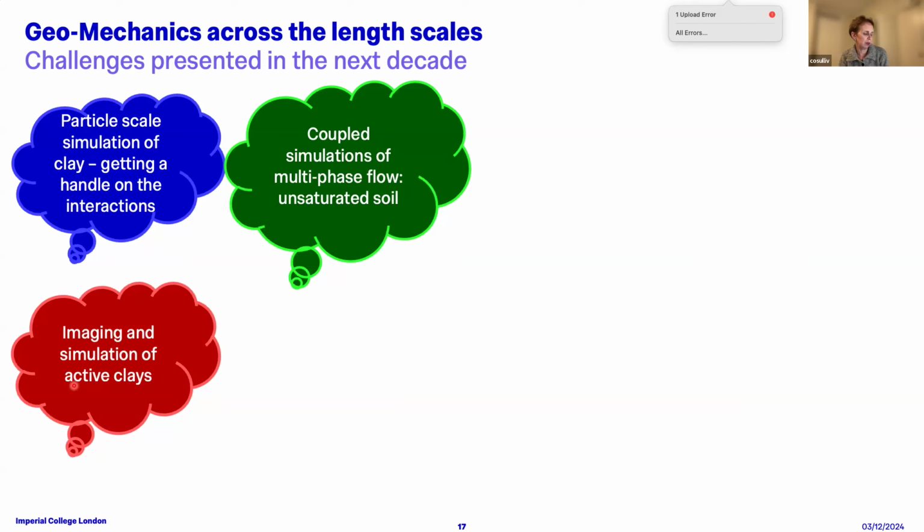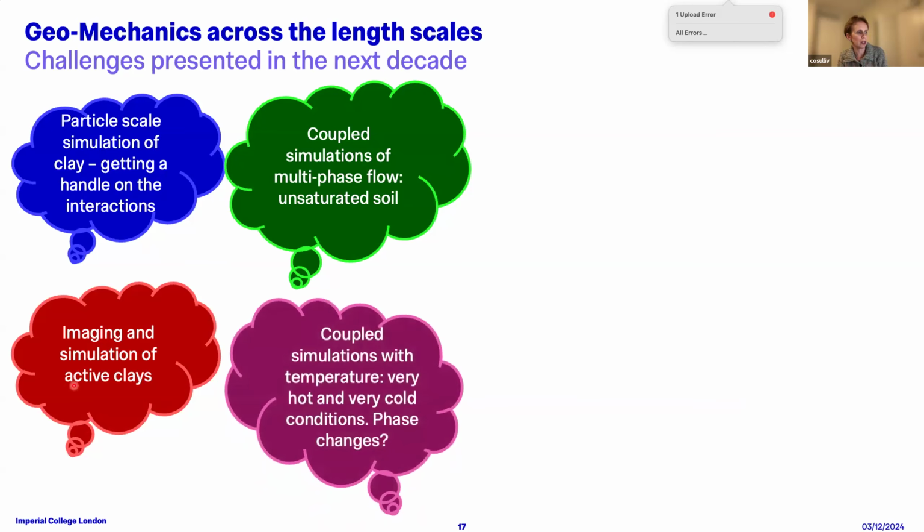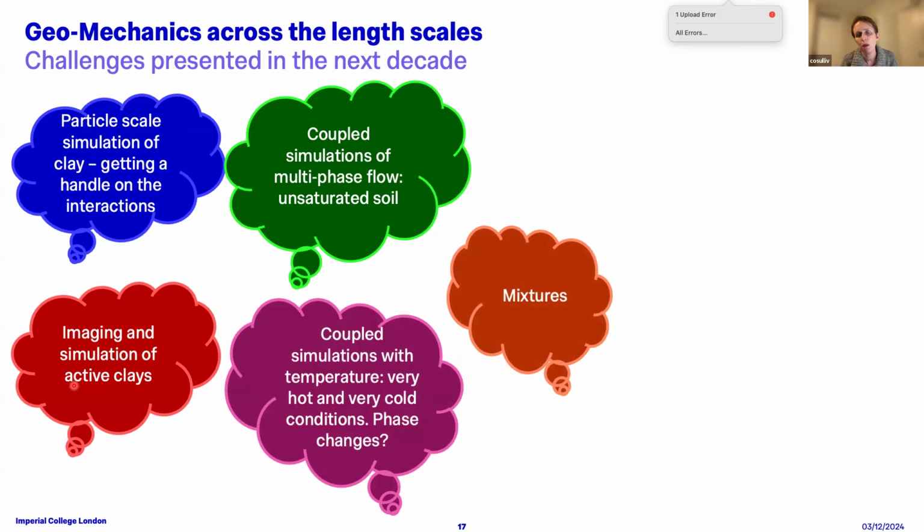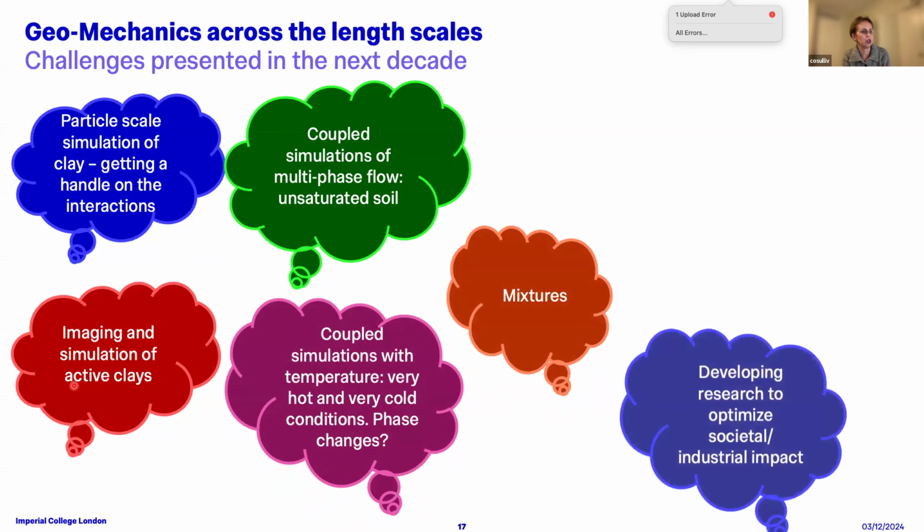Unsaturated soil, looking at multi-phase flow, and then going on to looking at coupled simulations with temperature. What happens when we have phase changes, when we have ice forming or melting? That's a big issue for many applications. Mixtures: we tend to look at either sand or clay. We don't mix them up. Obviously, we would want to do that to be more realistic.